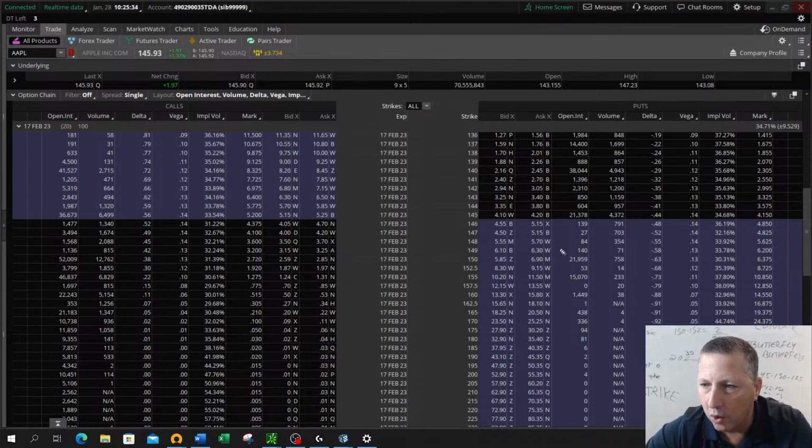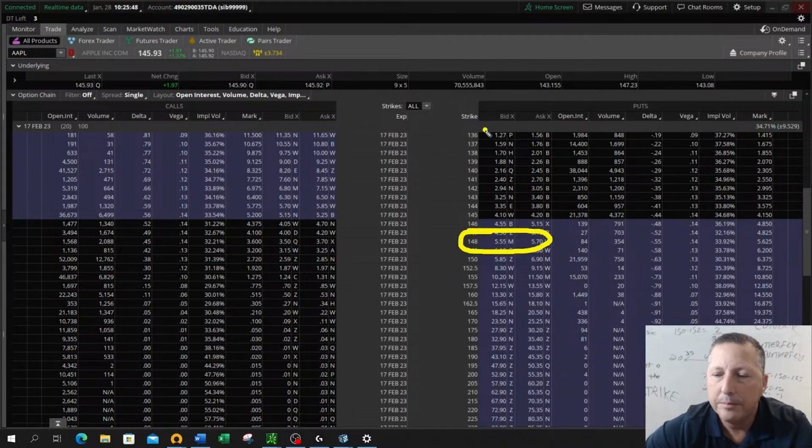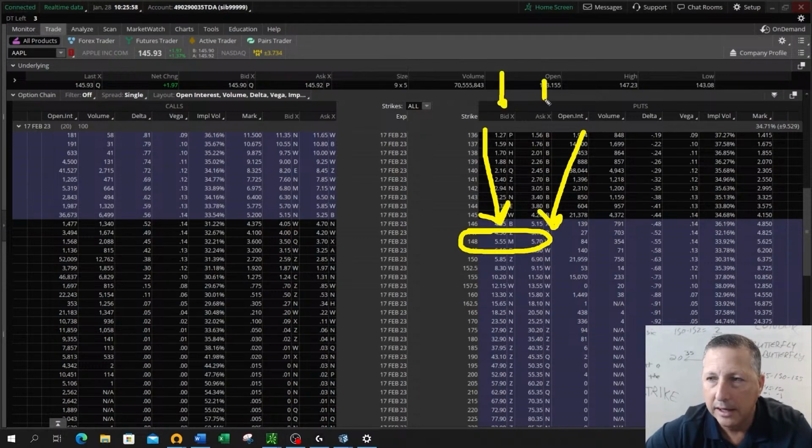So let's look at the put side. Let's look at the 148 put. People in the world want to pay $5.55. People in the world want to sell it at $5.70. That's the bid and ask. Okay, the mark, here it is on the call side, here it is on the put side.